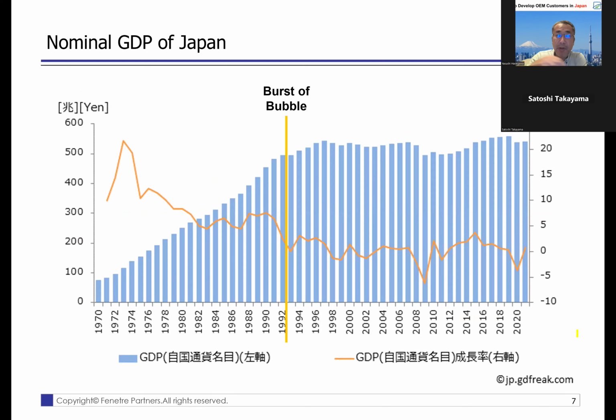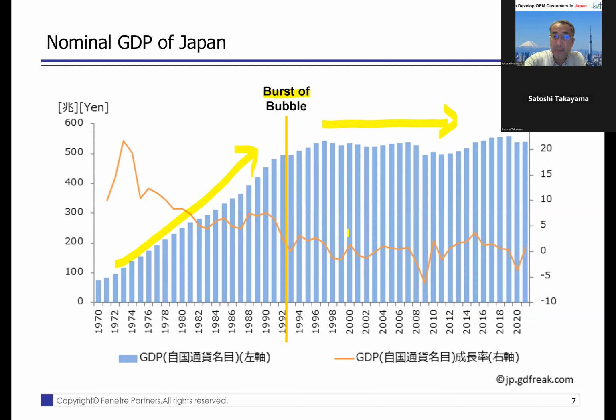So we Japanese often say before the bubble economy burst or after the bubble economy burst. Actually, Japan was rapidly developing its economy in the 1970s and 80s. However, it hit the ceiling in the early 90s, and then it's been almost flat.